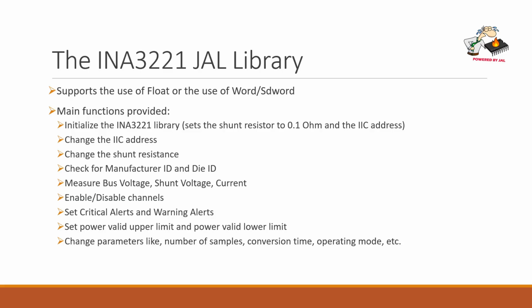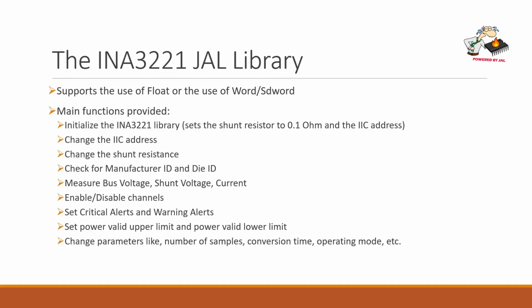And the main functions are: you can initialize the library. Of course, you don't have to initialize the device, but it sets, for example, the shunt resistor to 1.0 ohm. It also sets the I2C address. But you can always change the I2C address, and you can always change the shunt resistors. You can check for the manufacturer ID and the die ID. It will measure bus voltage, shunt voltage and current.